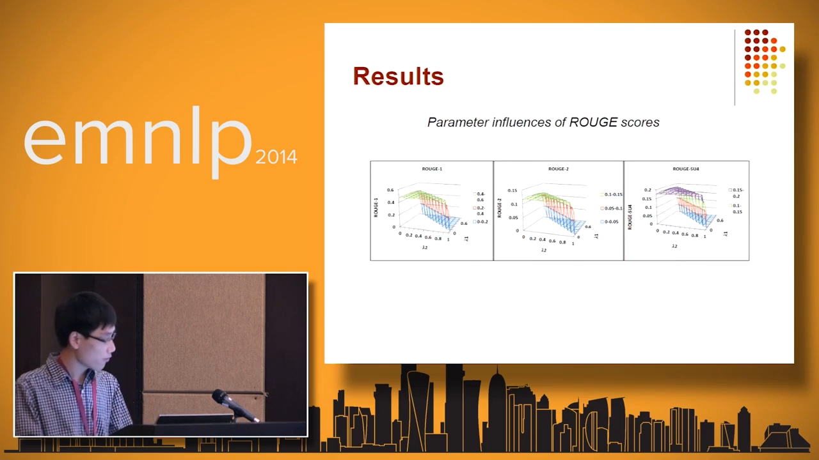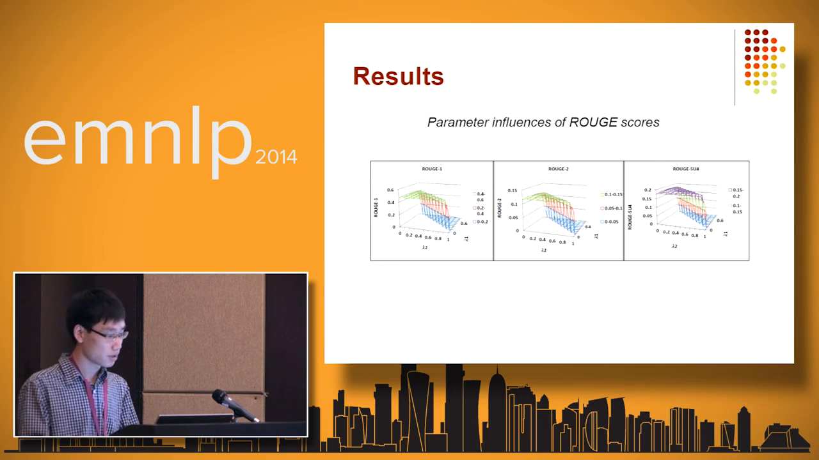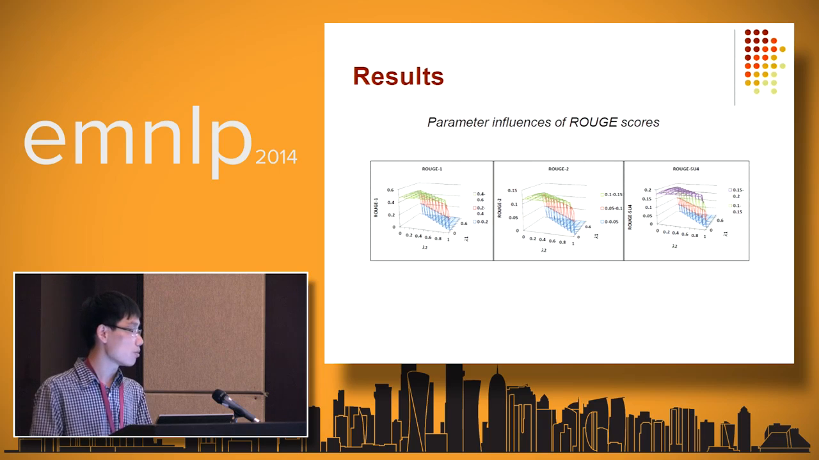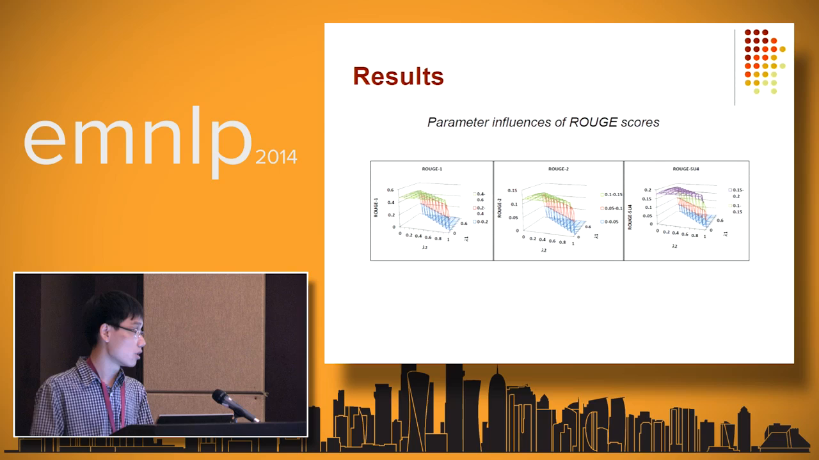These 3 figures show the parameter influence on the ROUGE score when tuning the parameters. So we can see that the 3 parts of our objective function are all useful to improve the content quality of the generated related work section.